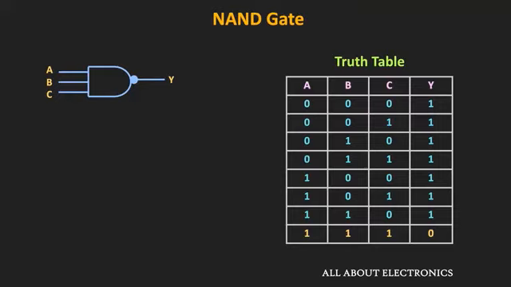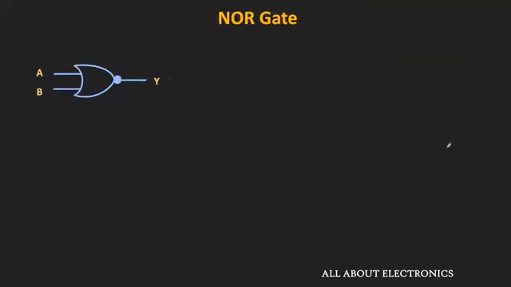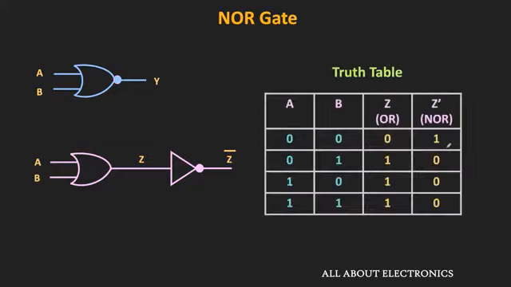Alright, so now let us see the NOR gate. So this is the symbol of the two input NOR gate. And as you can see, it is very similar to the OR gate. But there is a bubble on the output side, which indicates that the output of the NOR gate is similar to the output of the OR gate followed by the NOT gate. So now let us see the truth table of this NOR gate. So let's say the output of this OR gate is equal to Z. And whenever it is given to the NOT gate, then the output of the NOT gate will be equal to Z bar, which is the complement of Z.